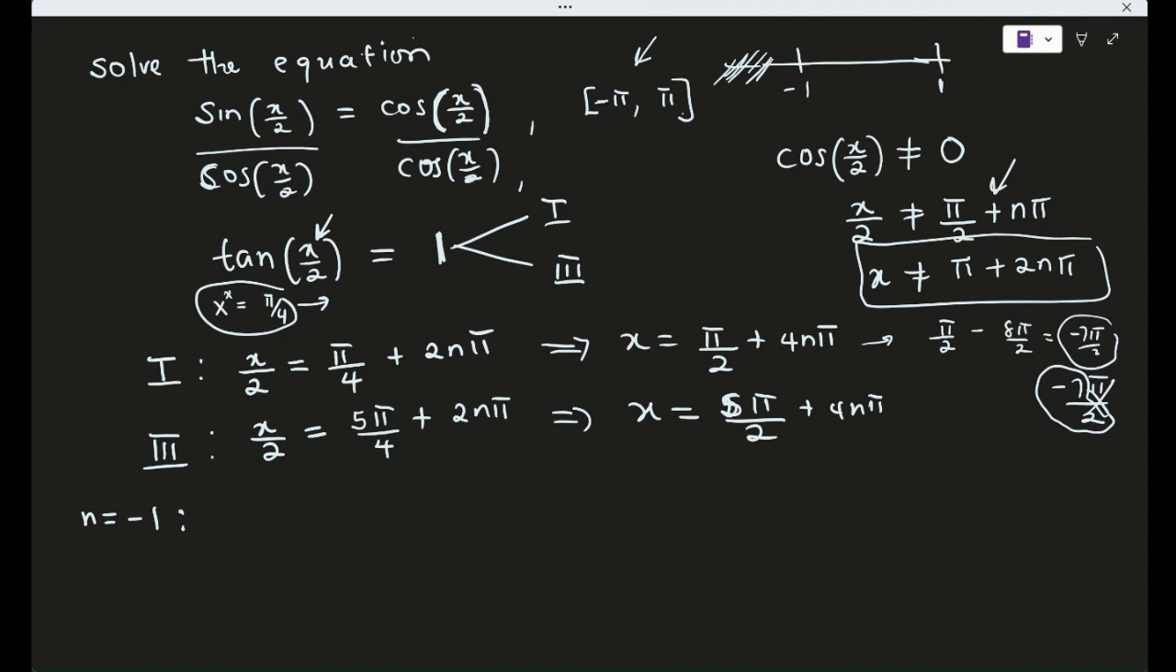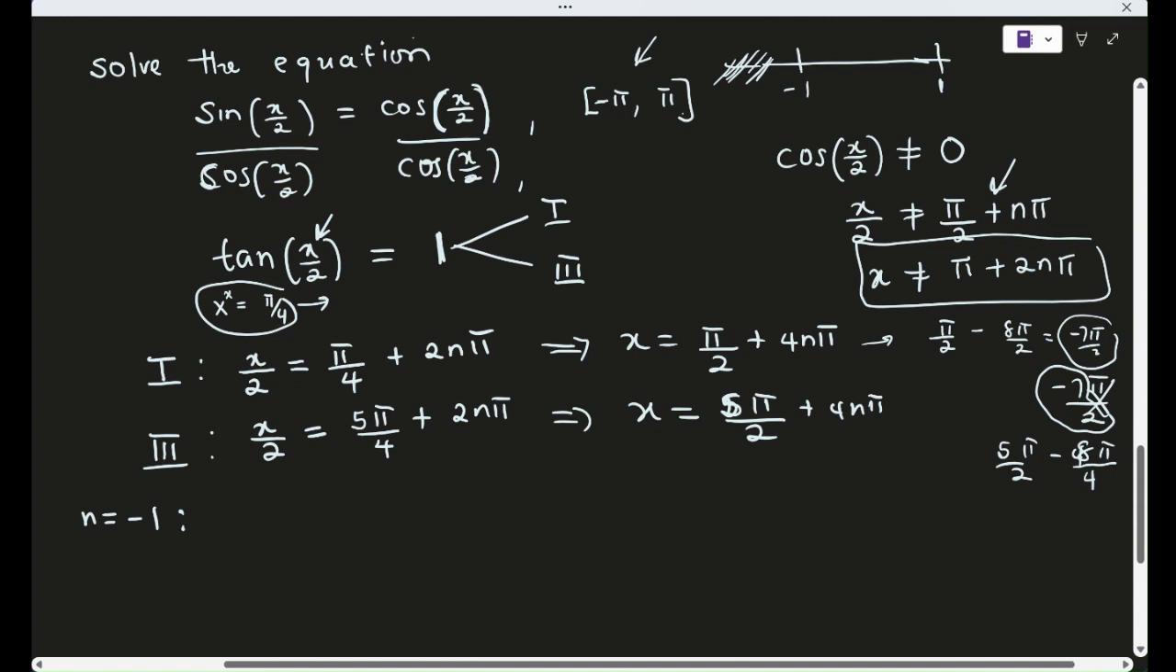And similarly, if you try it here in this second case, it's going to be the same. So you have 5 pi over 2 minus 4 pi, which is 8 pi over 2, which you can write as what? 4 pi you can write as 8 pi over 2, right? Yes.